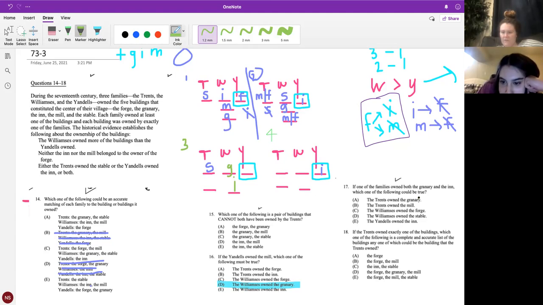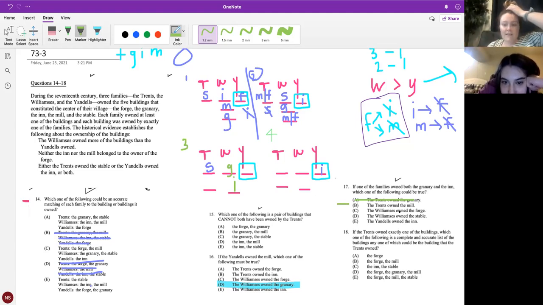Okay. So if one of the families owns the G and I, which of the following could be true? Yeah, I definitely would. So then I'm like, the Trents own the granary. Can that happen? No, that can't happen in either of them. The Trents own the mill. Oh, I think B. Yeah.